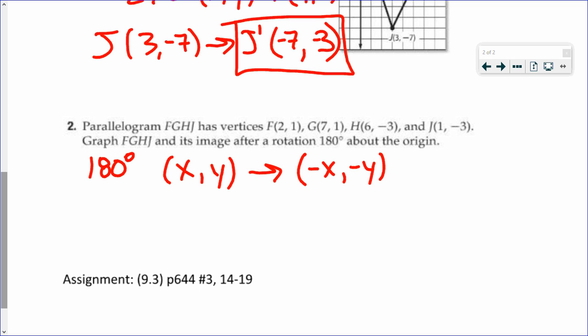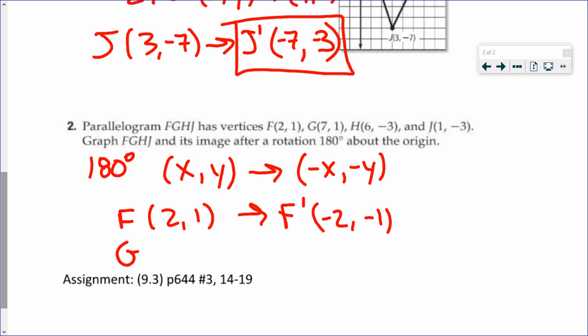All right. So if I've got point F at (2, 1), after 180 degrees of rotation, F prime is, I just change the signs, (negative 2, negative 1). And so you would plot both those points. And then point G is at (7, 1). The rotation 180 degrees would just cause the signs to change, (negative 7, negative 1).